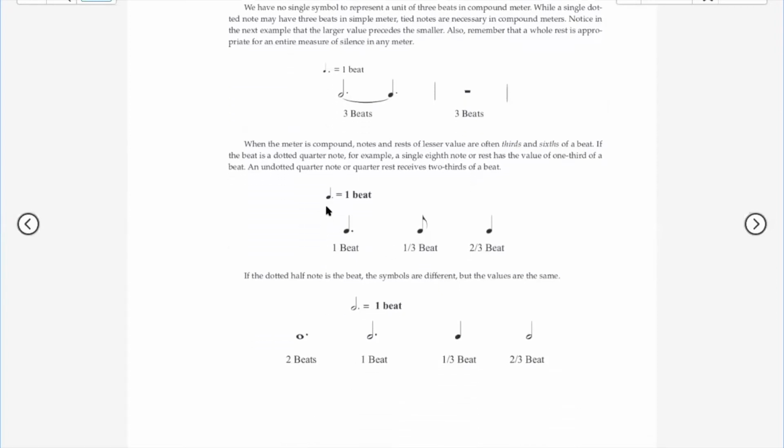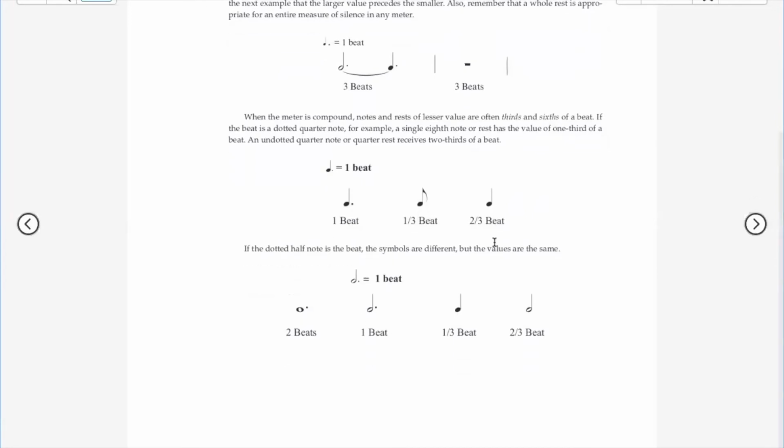So here we are again. Dotted quarter note is 1 beat. That means an eighth note will be 1/3 of a beat, and a quarter note will be 2/3 of a beat. You already remember that a dotted quarter note is the same as 3 eighth notes. So if that's 1 beat, a single eighth note is 1/3 of a beat, and a quarter note is 2/3 of a beat. If the dotted half note is 1 beat, dotted whole note is 2 beats, quarter note 1/3 of a beat, and half note 2/3 of a beat.